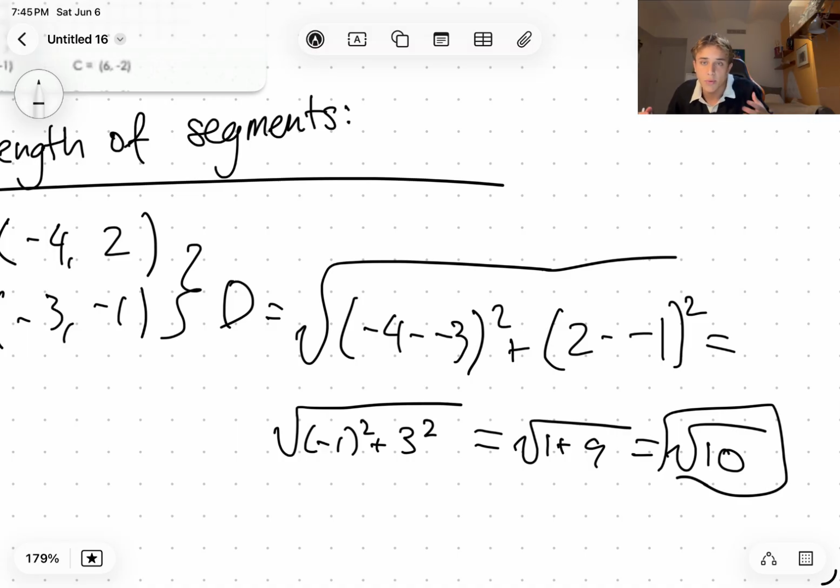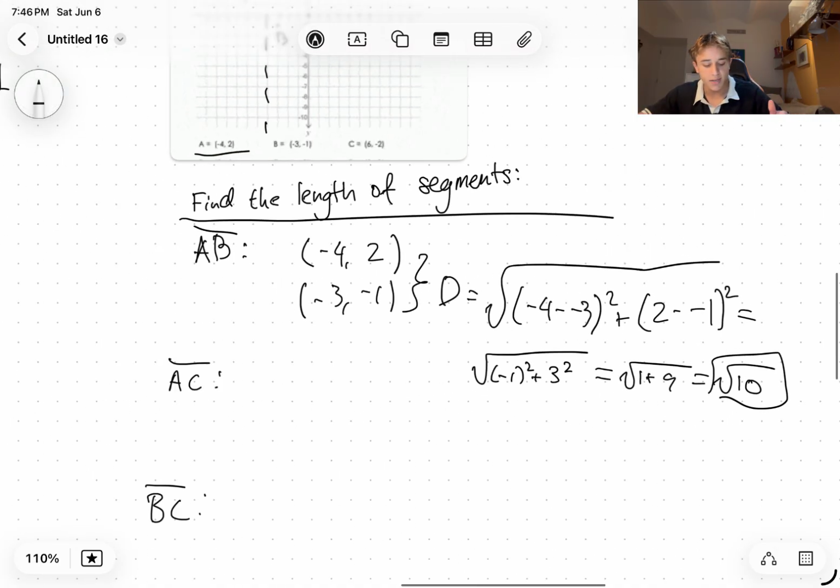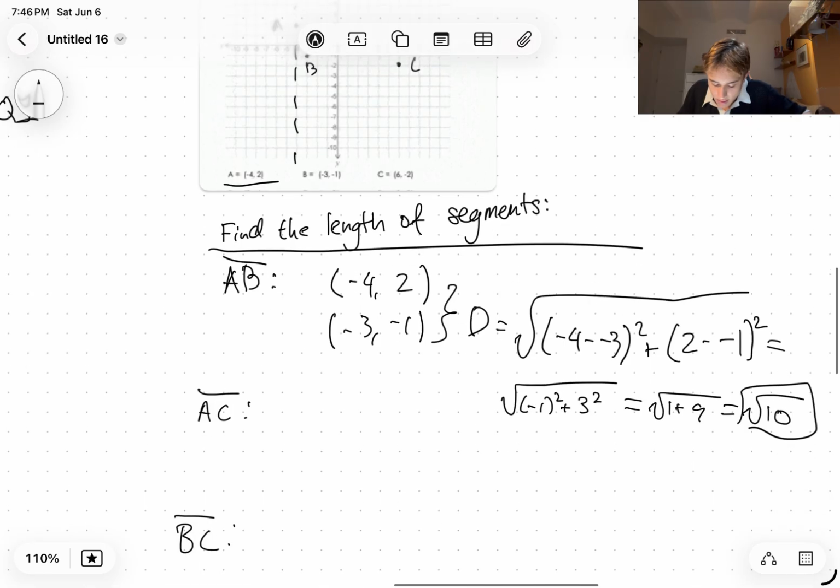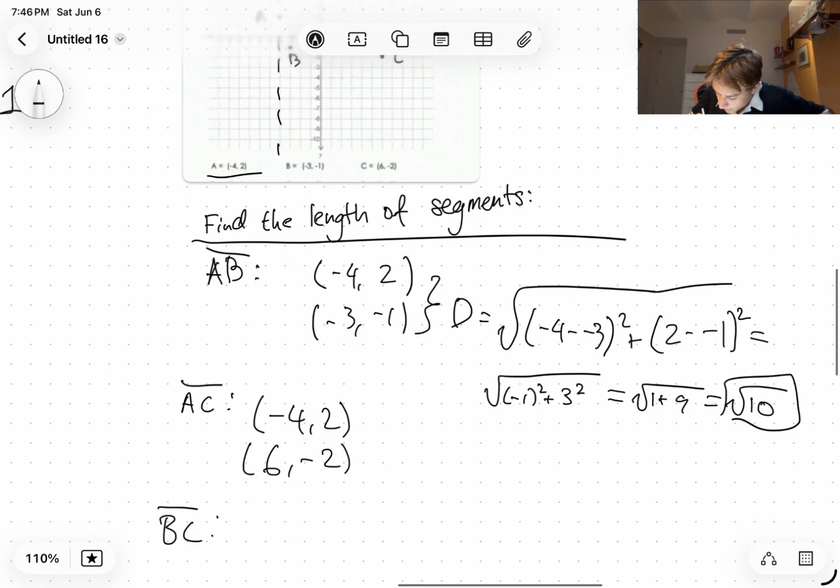We're not going to get this number without a calculator. This is the exact value. There's no simplification that we can do. So the distance between A and B, or the length of segment AB, is going to be square root of 10. So now we're going to look at AC. So AC is the distance between points negative 4, 2 and 6, negative 2.